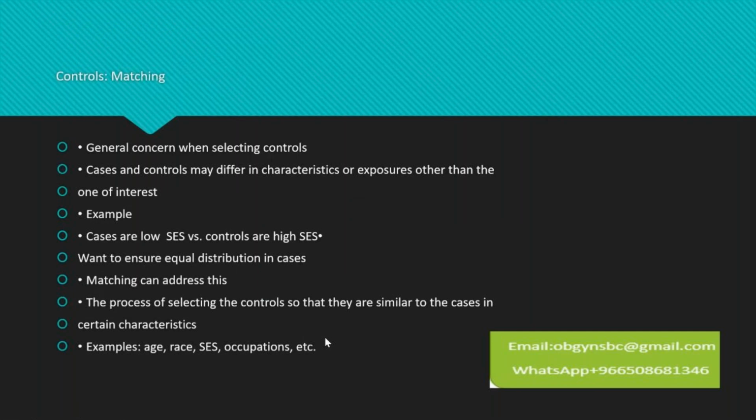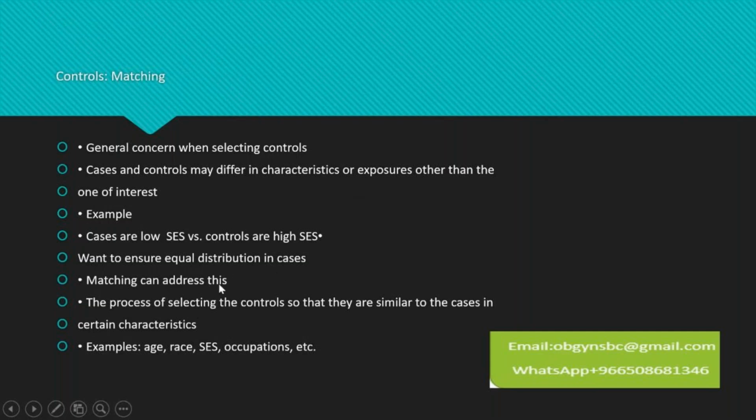Regarding the controls, they should be appropriately matched with the cases. So a general concern when you are selecting controls is that you should observe certain things. Cases and controls may differ in characteristics or exposure other than the one of interest. For example, the cases are of low socioeconomic status versus the controls are of high socioeconomic status. And you would want to ensure equal distribution in cases.